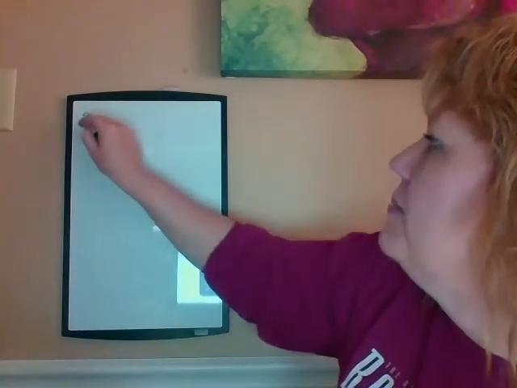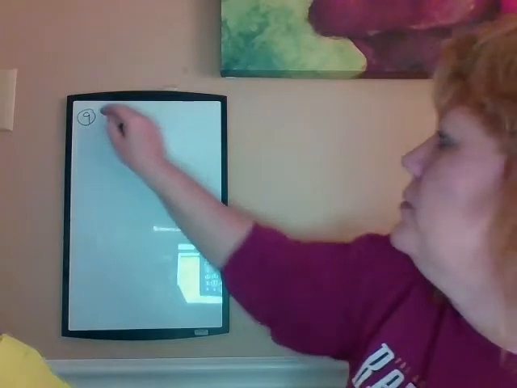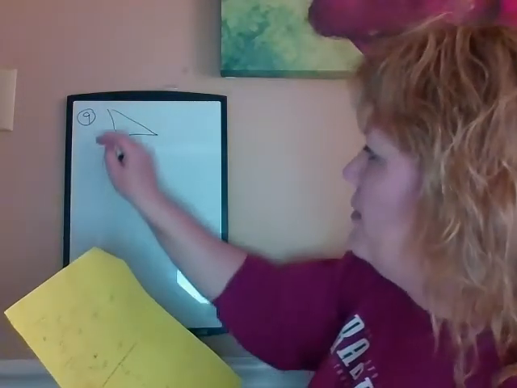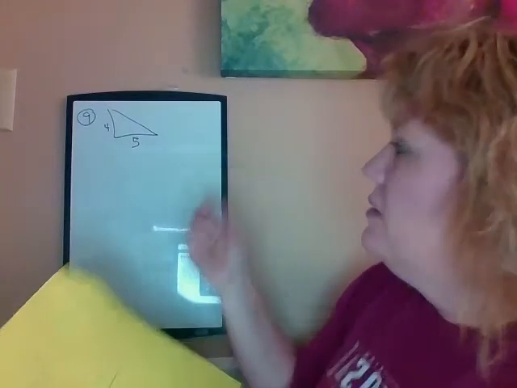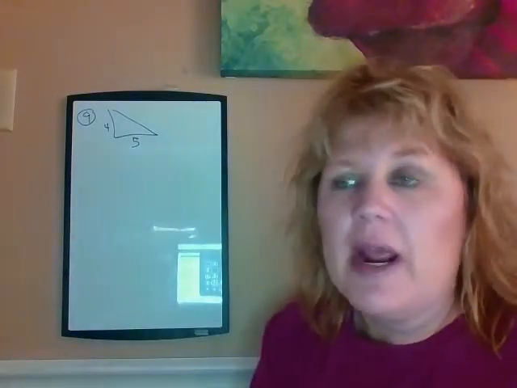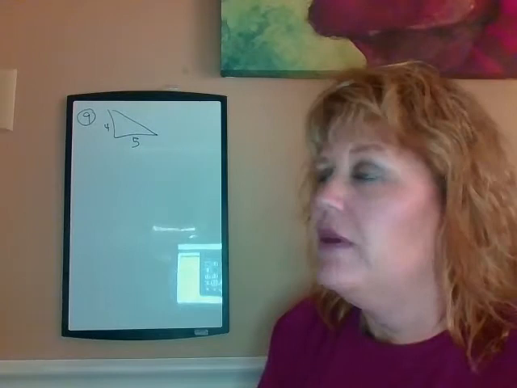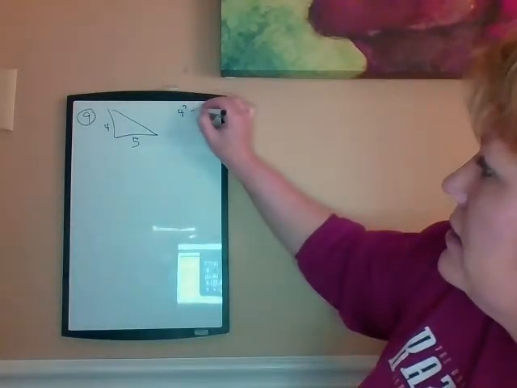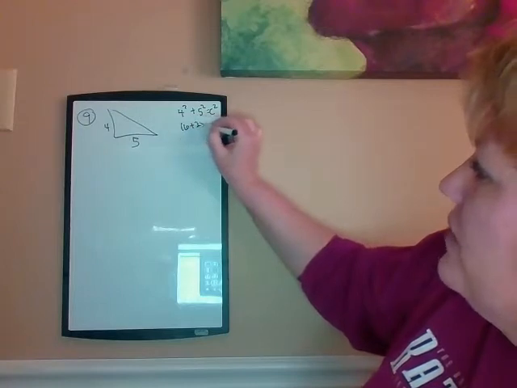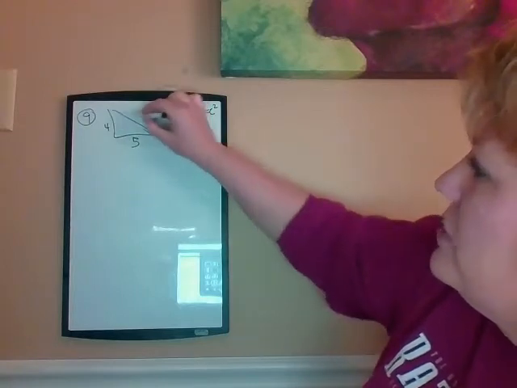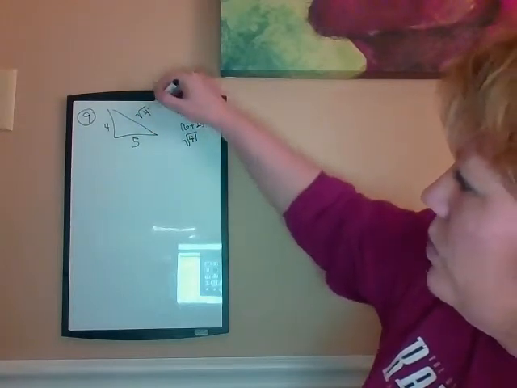Okay, problem 9, they give you a triangle. And we have 4, 5. When we do the same process we did on number 8, we're going to square 4 and square 5. We're going to get 16 and 25, which is 41, and then I'm going to need the square root. That's the square root of 41.